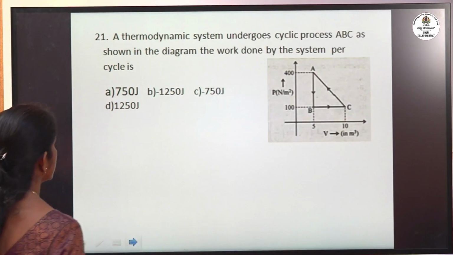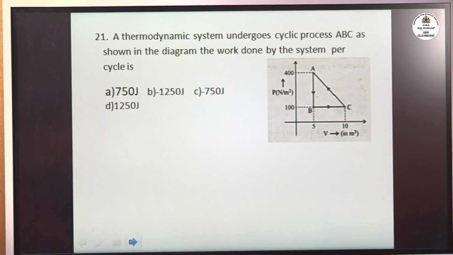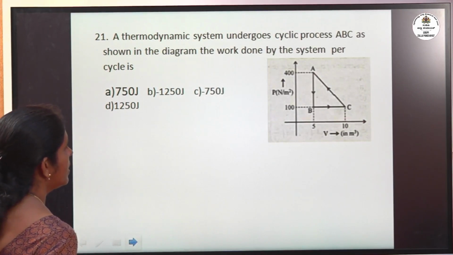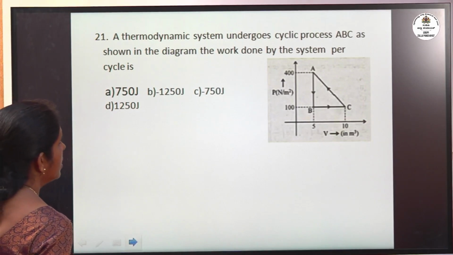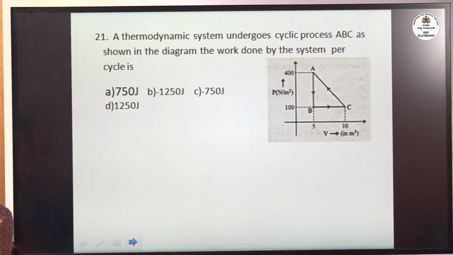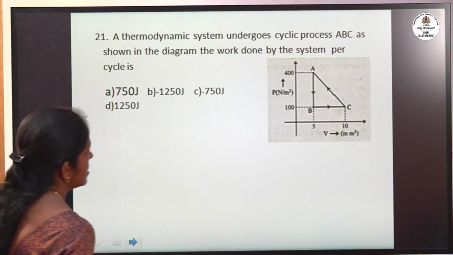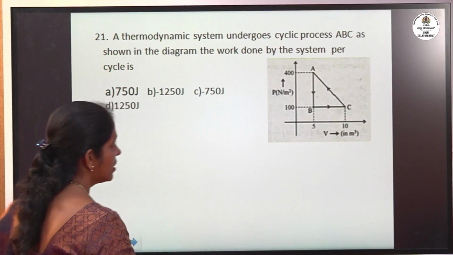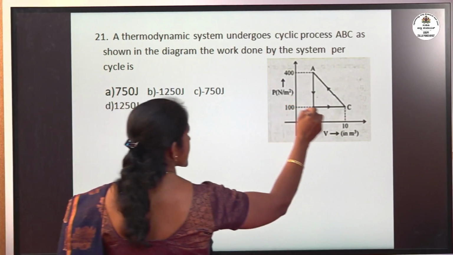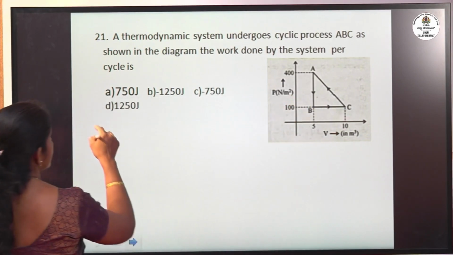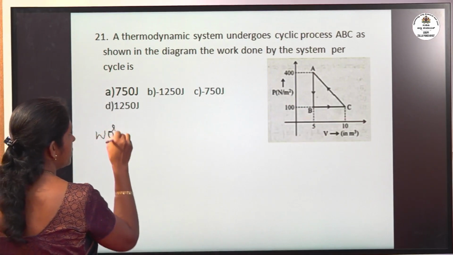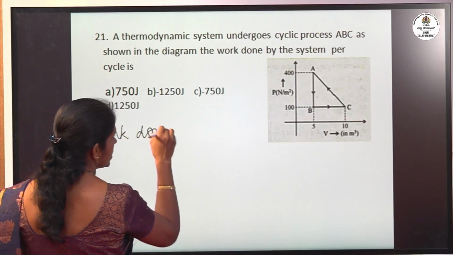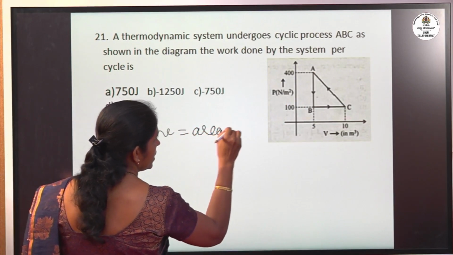Next, move on to the next question, which is a question on thermodynamics PV diagram. A thermodynamic system undergoes cyclic process ABC as shown in the diagram. The work done by the system per cycle. Here this is a complete cycle, a reversible cycle. In this cycle, work done is given by the area under the PV graph.